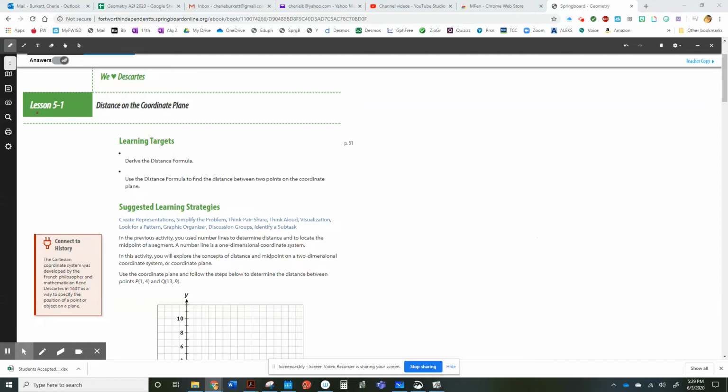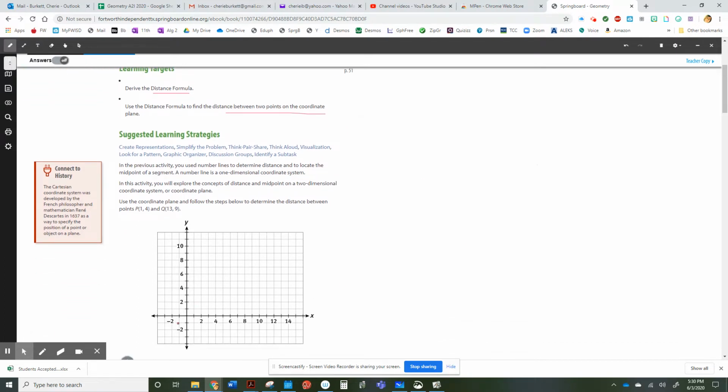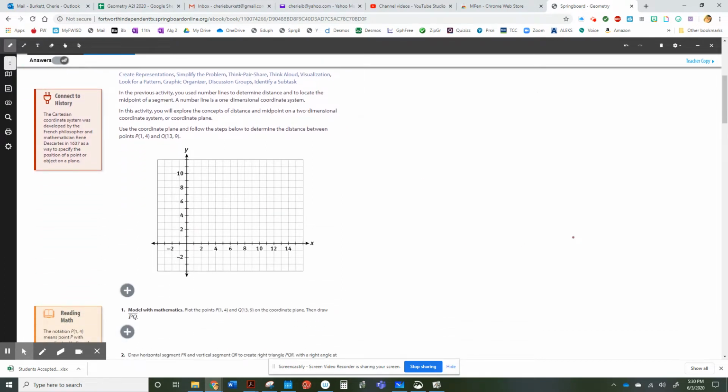So in activity 5-1, we're going to learn where the distance formula comes from. And once we learn where the formula comes from, we're going to use that formula to find the distance between any 2 points. And the points are going to be located on a coordinate plane. So we start by plotting these 2 points.